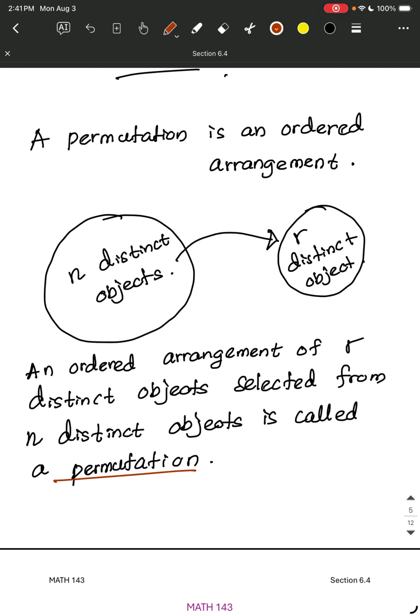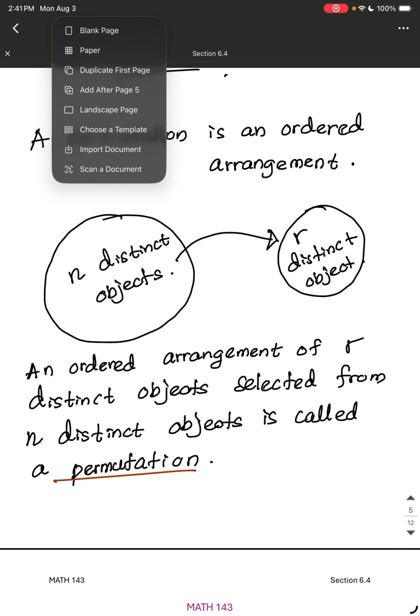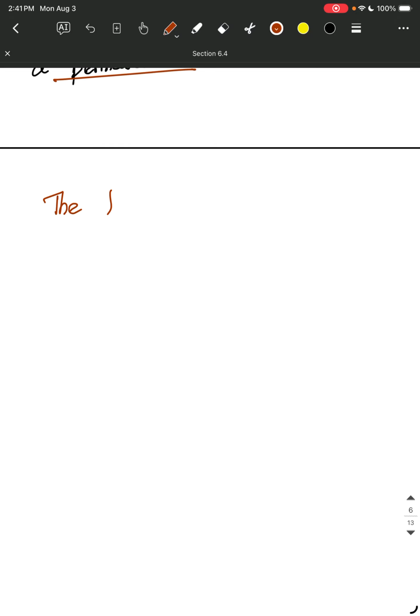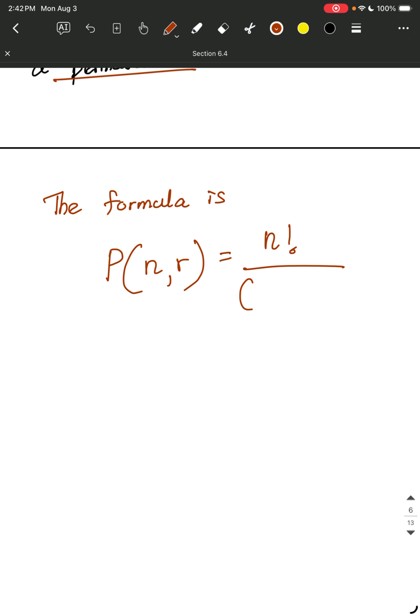So let's see the formula. We use P to represent the permutation. Out of n distinct objects, select r: P(n, r) equals n factorial over n minus r factorial. The essential idea is that order matters. Right? Okay.